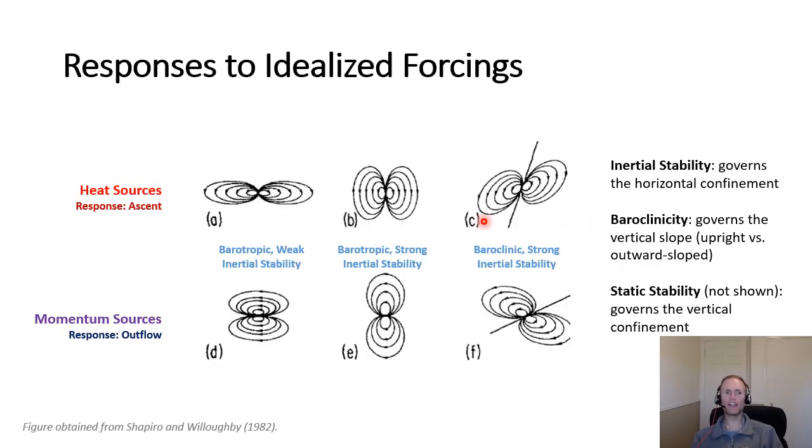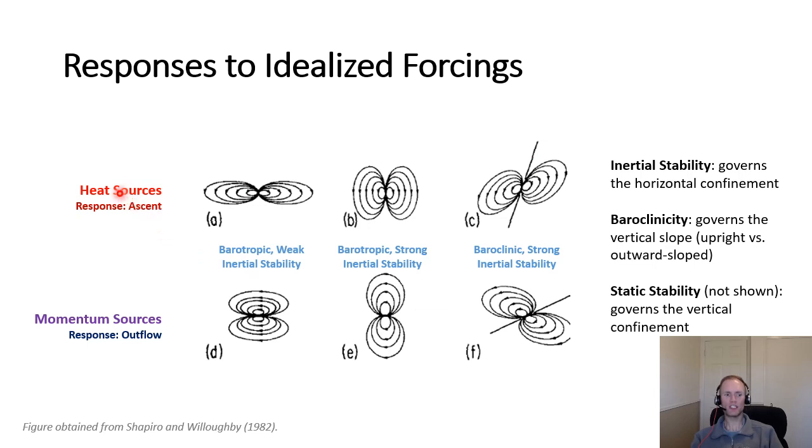So we can take a look at the responses. Say you put a heat forcing, as we see within this first row here, or a momentum forcing, as we see within this second row here, somewhere within the tropical cyclone, and used that equation on our previous slide to deduce what W and what U would result from those.